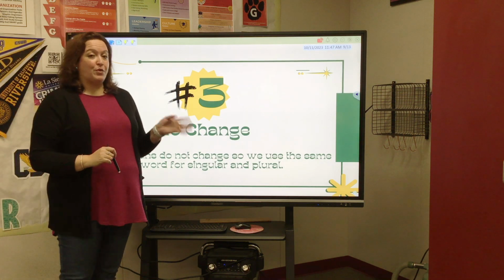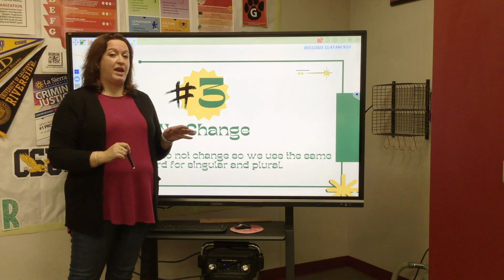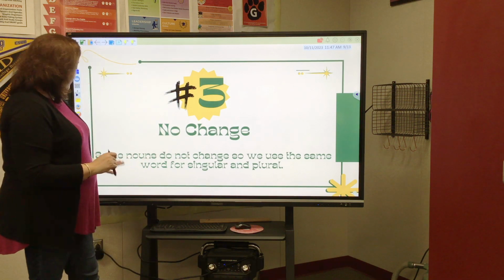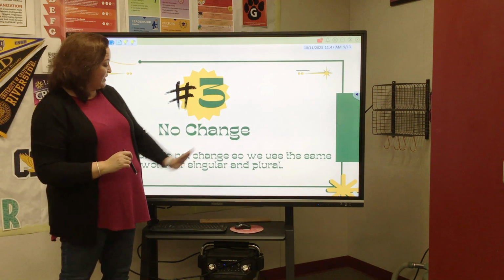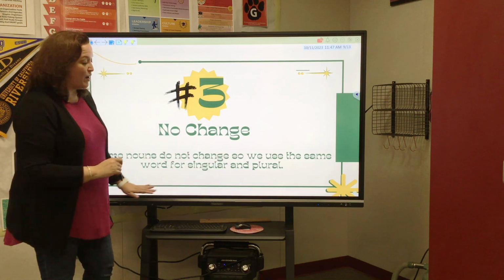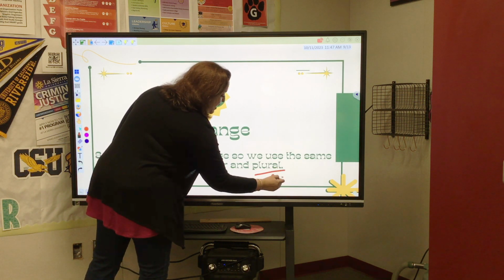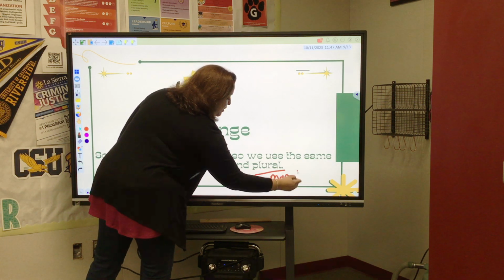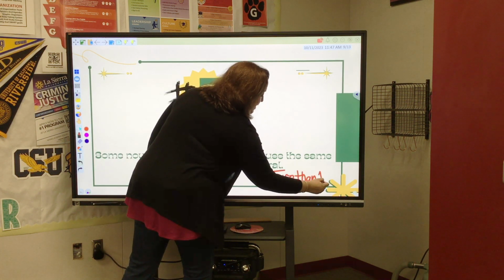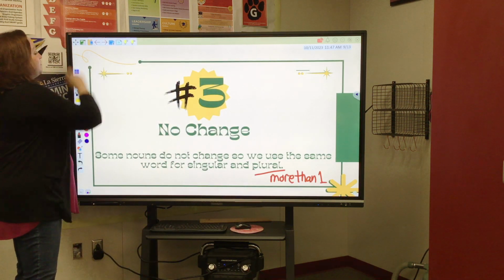Now, rule number 3, this is no change at all. These are words that are spelled the same way as they are singular and plural. So here we have some nouns do not change, so we use the same words for singular and plural. And just to recap from our previous lessons, the word plural means more than one. More than. Or as my students like to say sometimes, 2 or more, right? So let's look at the no changes.